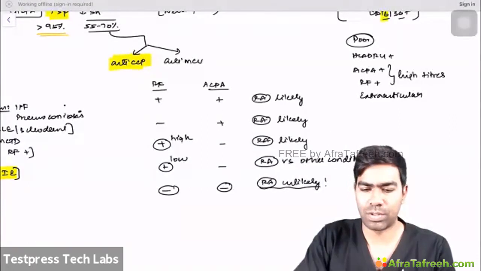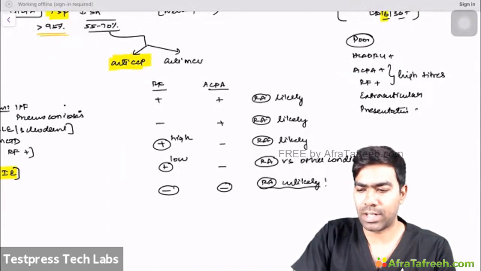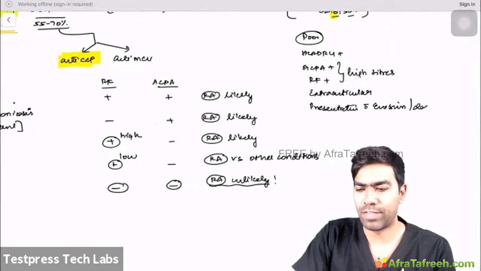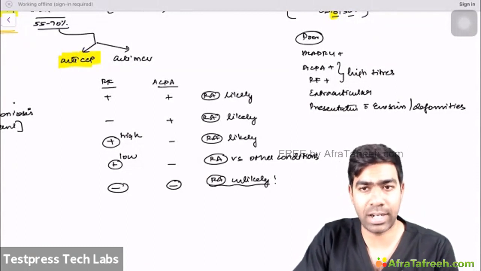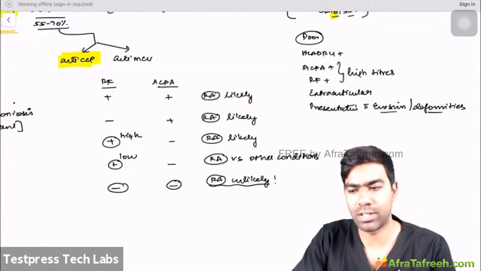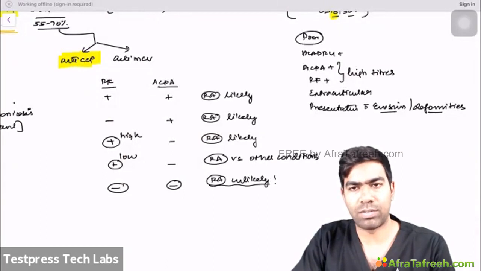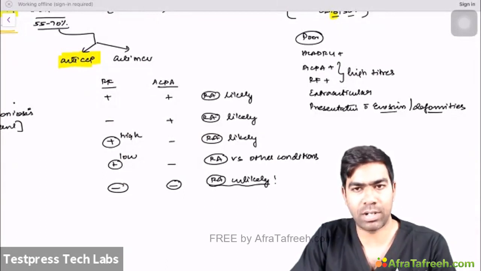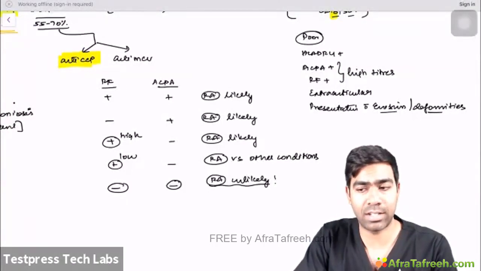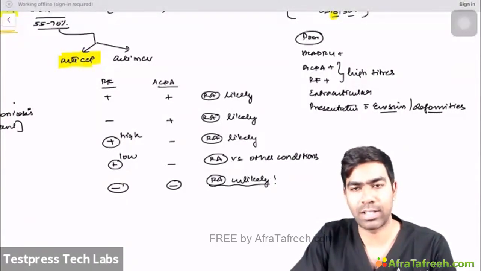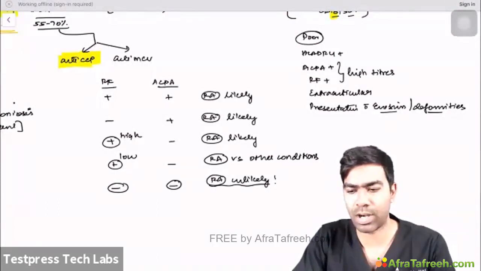And of course, presentation with erosions, presentation with deformities, very poor prognosis, because you have missed the bus in that setting, which means you have to treat in the early phase itself. Now you have missed it and the patient is coming in the late stage of rheumatoid arthritis. Any erosions, deformities, it's actually a late stage. So the disease might not go into remission as you would expect. Early rheumatoid arthritis goes into remission very fast, but late stages are very difficult to control because the disease has established itself. That's why we call it established rheumatoid arthritis.